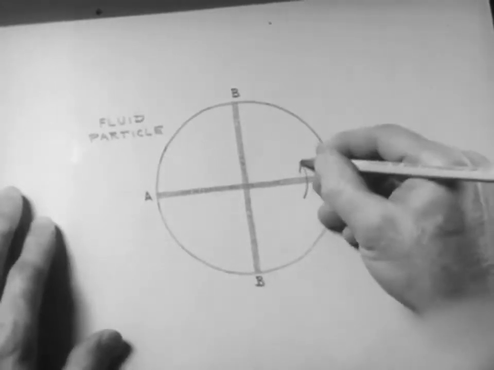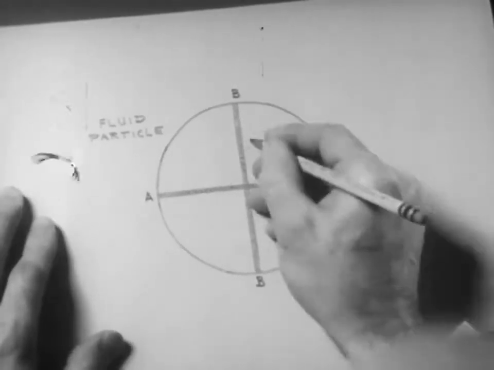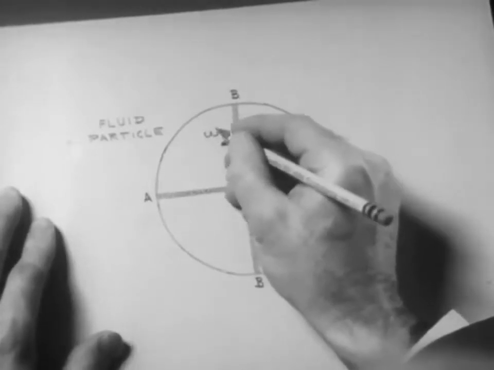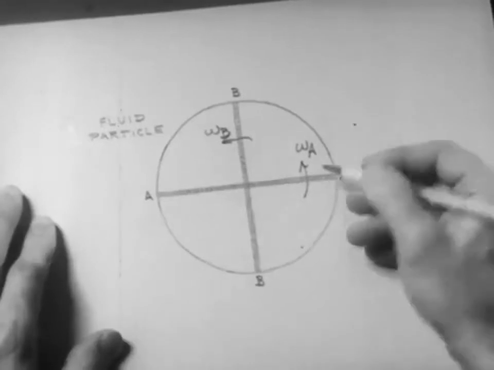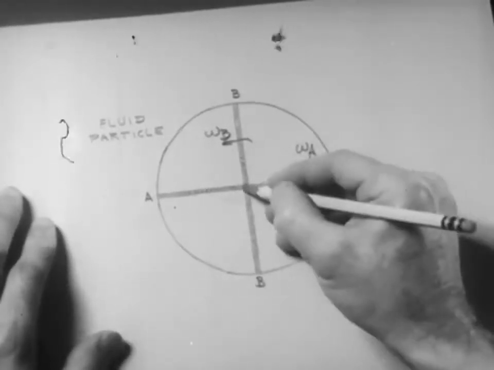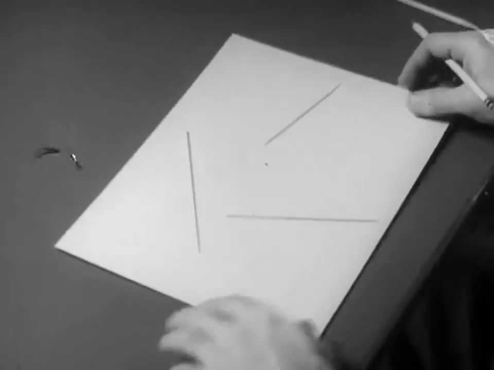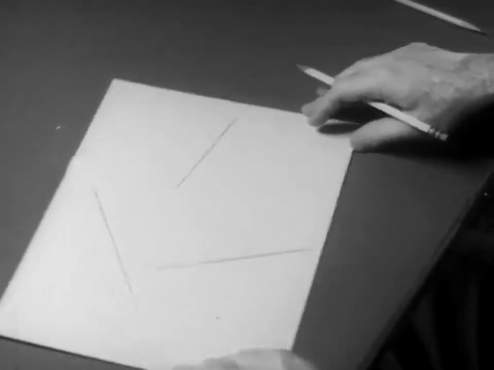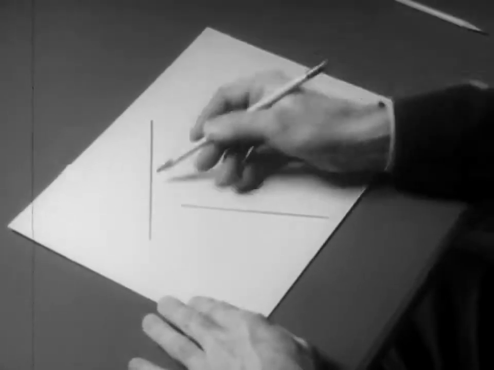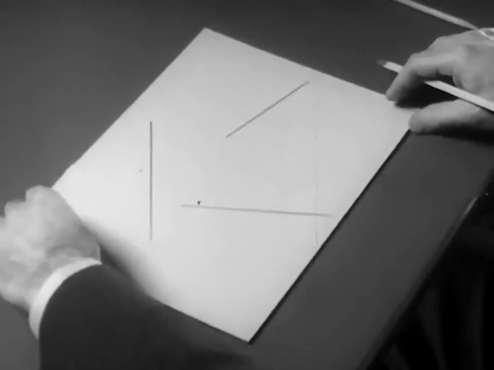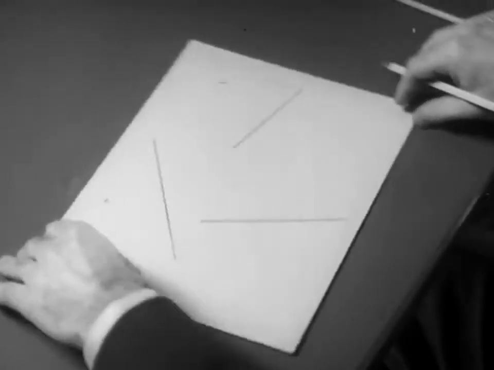In two dimensions, the vorticity is the sum of the angular velocities omega A and omega B of any pair of mutually perpendicular fluid lines AA and BB passing through the point in question. In a rigid body, every line has exactly the same angular velocity, so the vorticity of a rigid body is the same at every point. It is exactly twice the angular velocity.